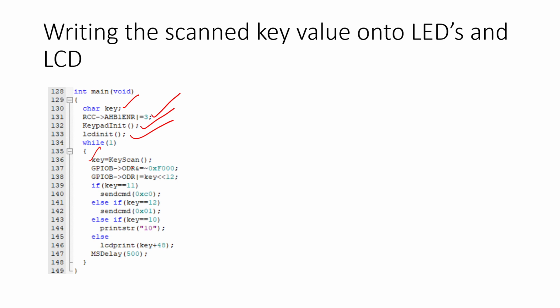Once we get the key, we'll first clear the output data register and left shift the value of key by 12 bits, because we have programmed that we'll be writing the value to PB12 to PB15. So these are the 4 bits that we will be using. These are the upper 4 bits. So we have to left shift whatever data we get by 12 times, so that we'll be able to display it properly.